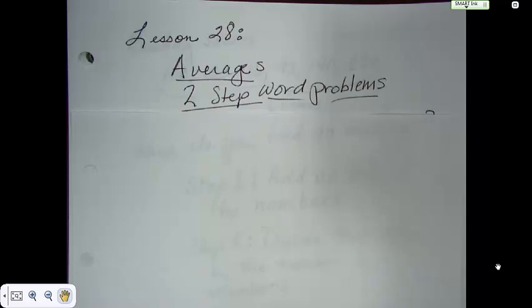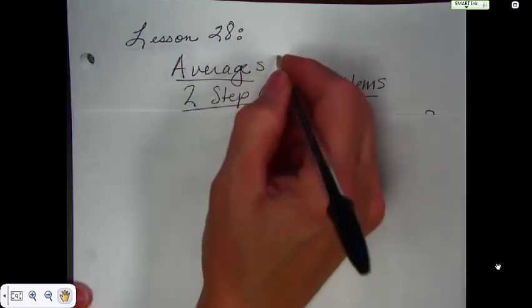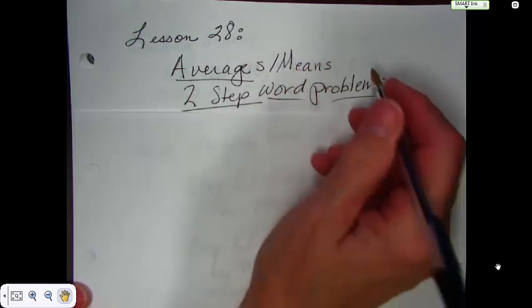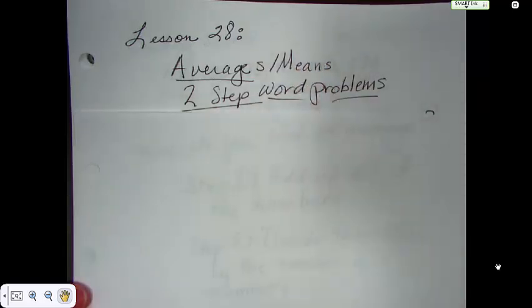Alright, we're going to talk a little bit about Lesson 28. Lesson 28 actually covers two very related things. It covers averages, which I will also sometimes refer to as means, and that's a statistical term, and then two-step word problems, which are very related.